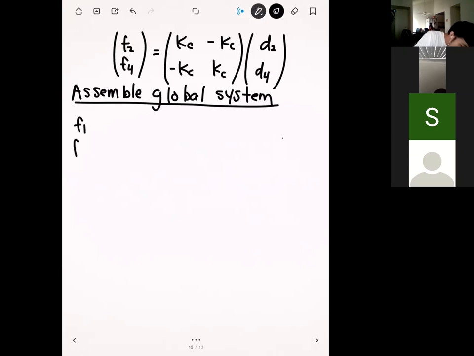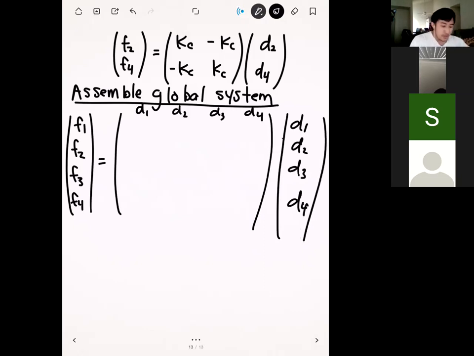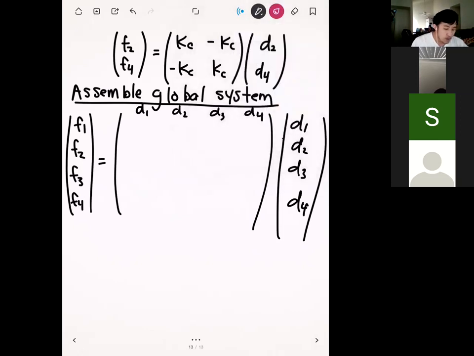So we have F1, F2, F3, F4. Okay. So we have D1, D2, D3, D4, D1, D2, D3, D4. Okay. And so let's take each of the element stiffness matrices and add them to our global system.